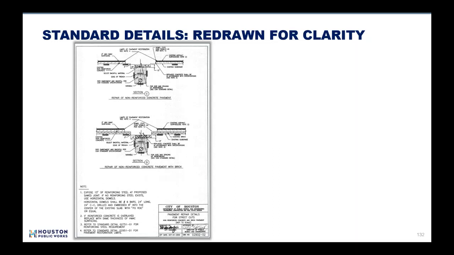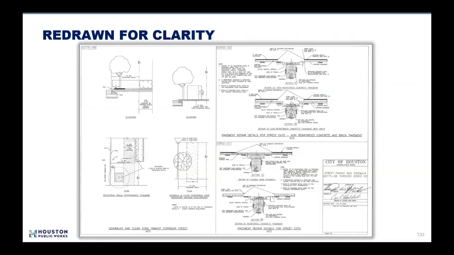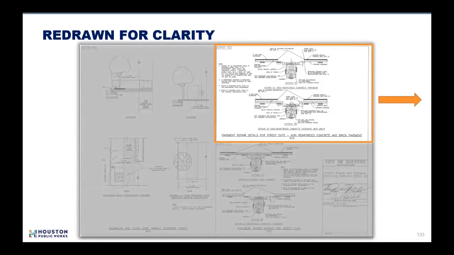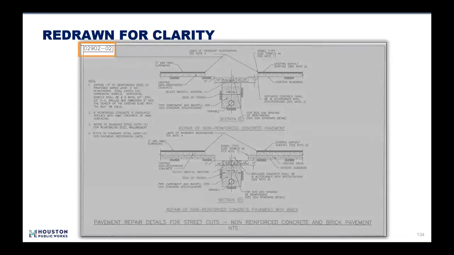Here's a plot of the pavement repair details for street cuts. This legacy detail from 2002 was difficult to read due to scanning and pixelization. That detail is now one of 3 details that can be combined onto a 22-inch by 34-inch sheet. Let's take a closer look at this redrawn detail. As you can see, this detail is much more legible and without any scanning pixelization. I'd like to point out that the drawing number is shown in the top left corner of this detail.